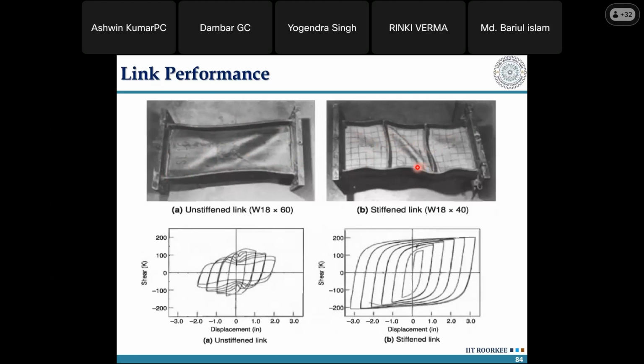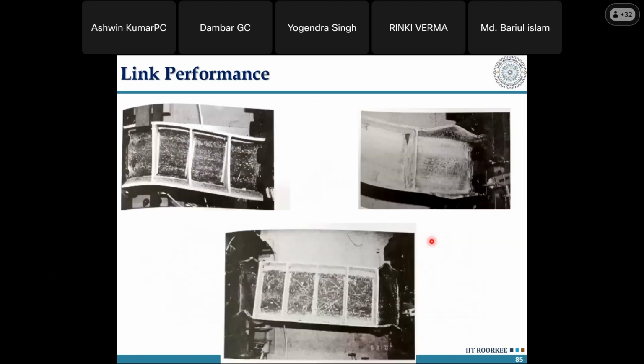Buckling strength has increased, and the tension stiffening effect has also increased, such that you can see the hysteresis curve between the two. One is not that good, and the other is a stiffened link. You will find the codal clauses with respect to stiffening of the link element.